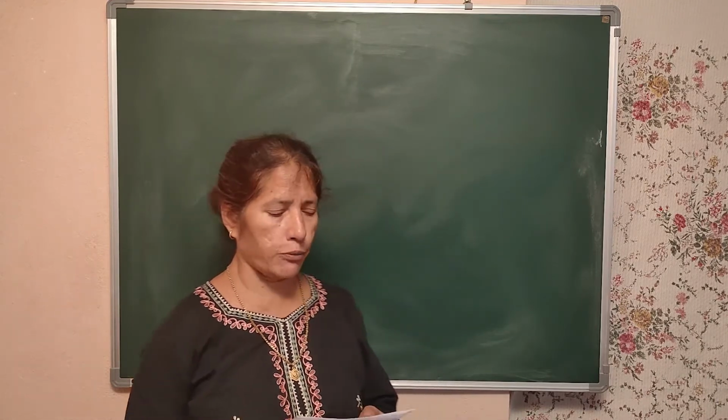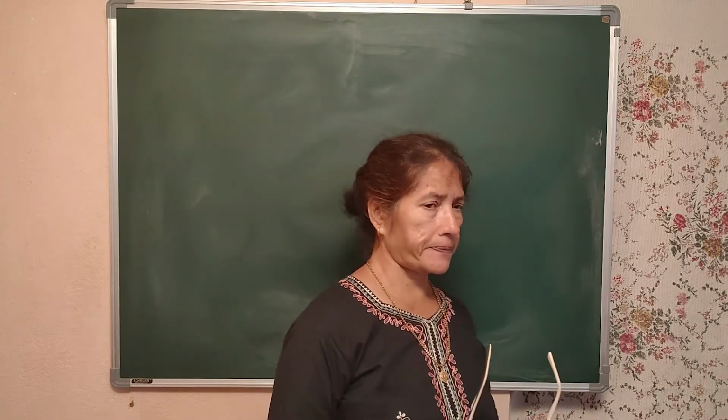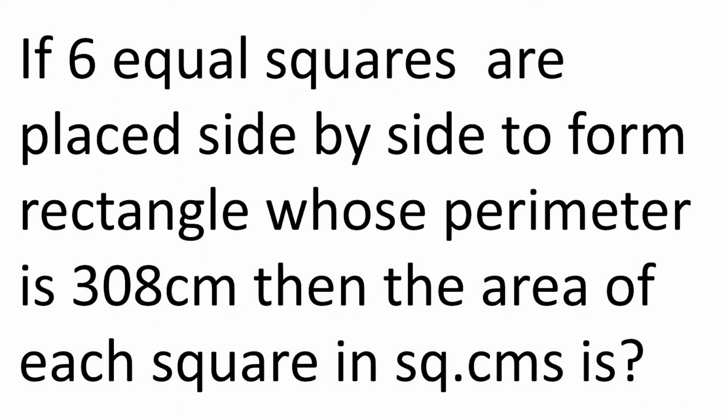So today's two statement problems I'll move on. First one, if 6 equal squares are placed side by side to form a rectangle whose perimeter is 308 centimeter, then the area of each square in square centimeters will be.